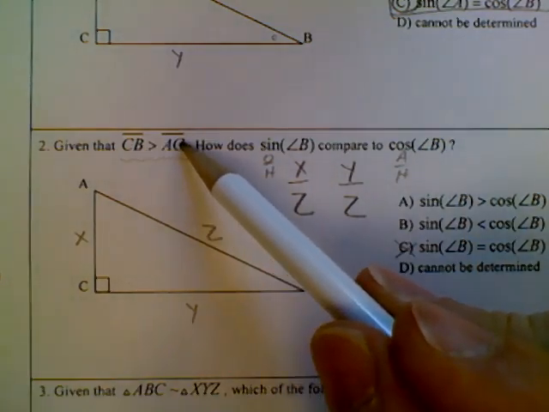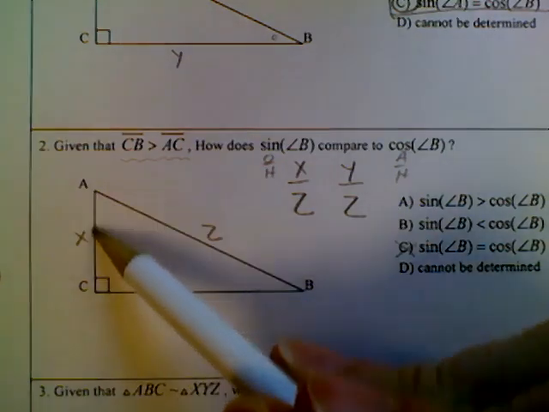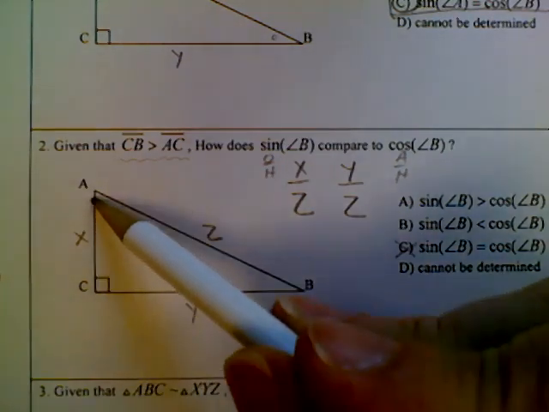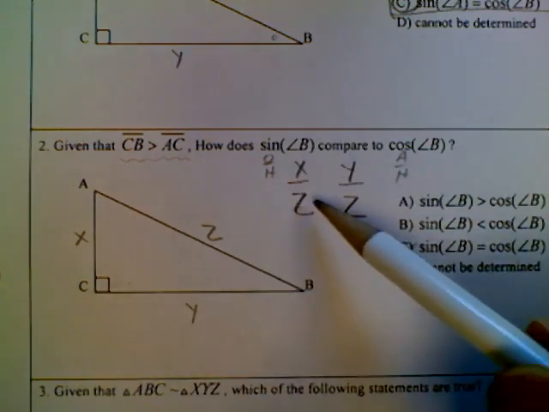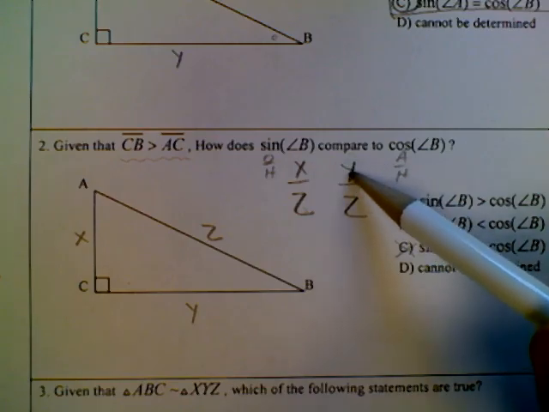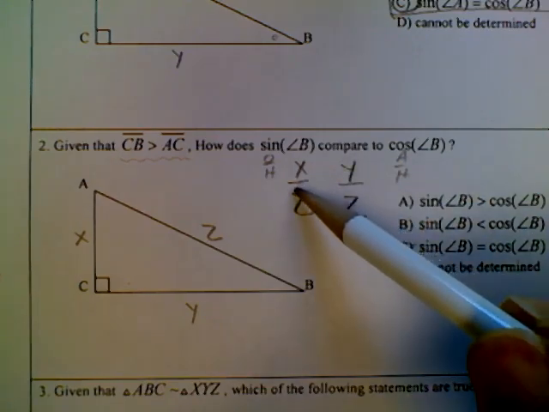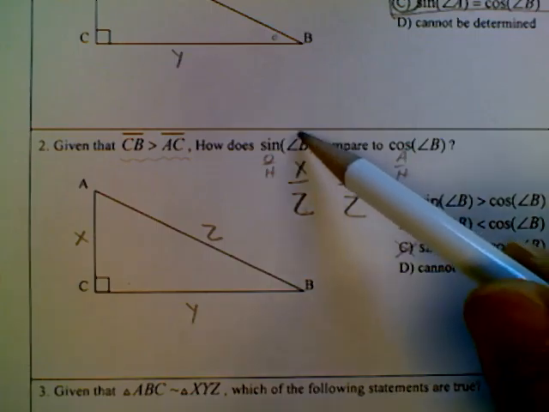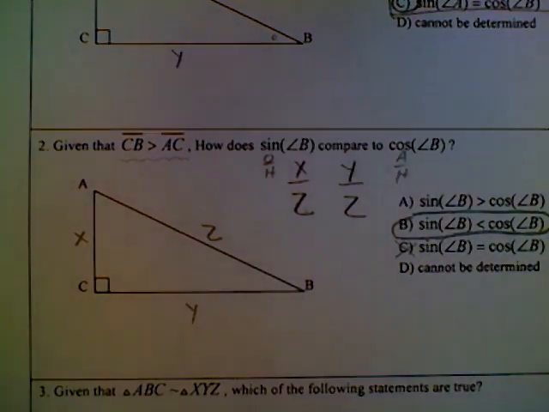CB is greater than AC. This segment here, we are being told, is longer than this one. Y is larger than X. So since these fractions have the same denominator, a larger numerator is going to make this a larger fraction. This fraction is smaller than that one. So sine of angle B has to be less than the cosine of angle B in this case. That makes this the correct choice.